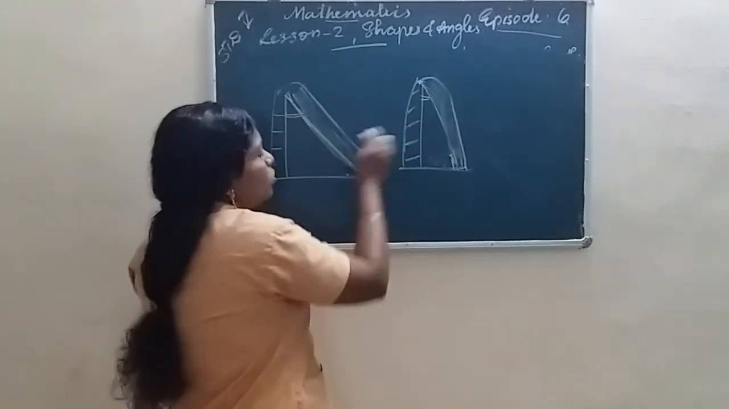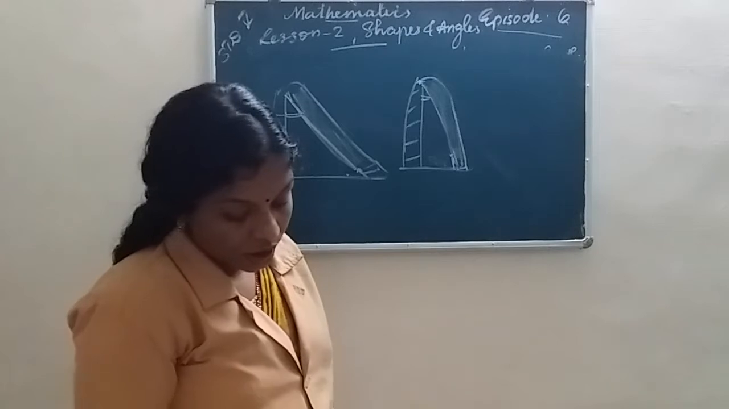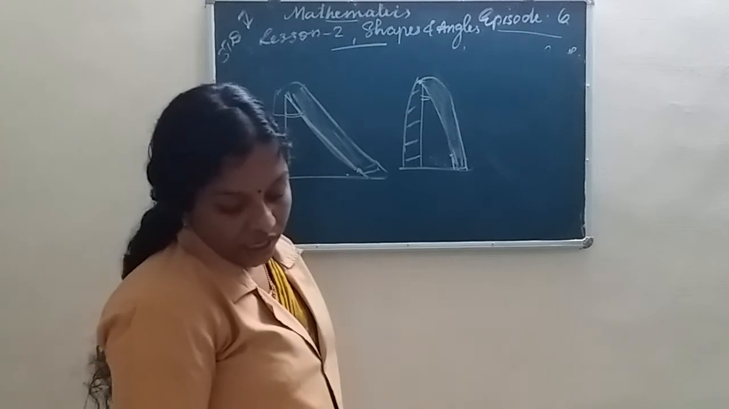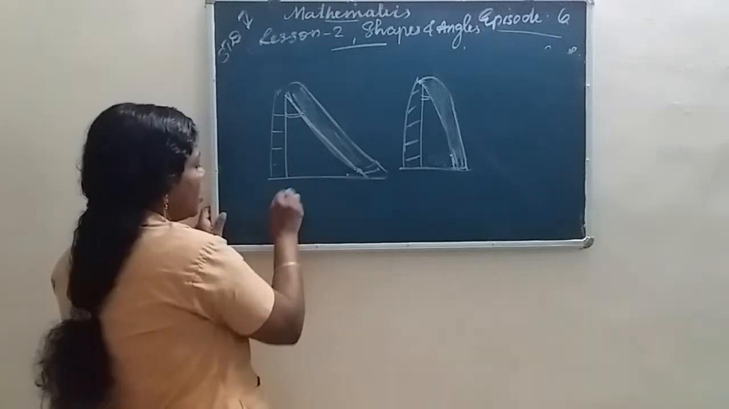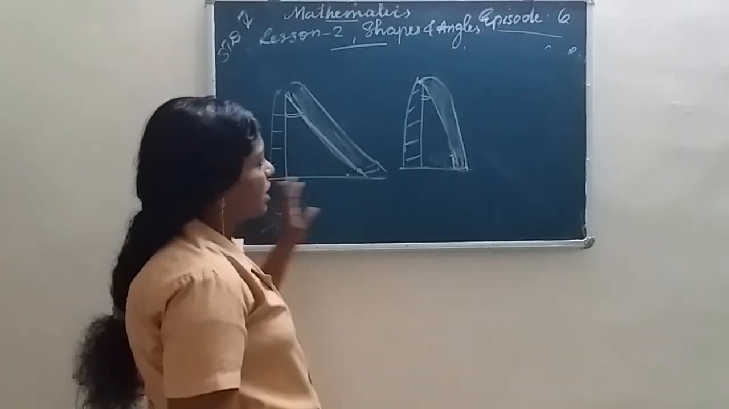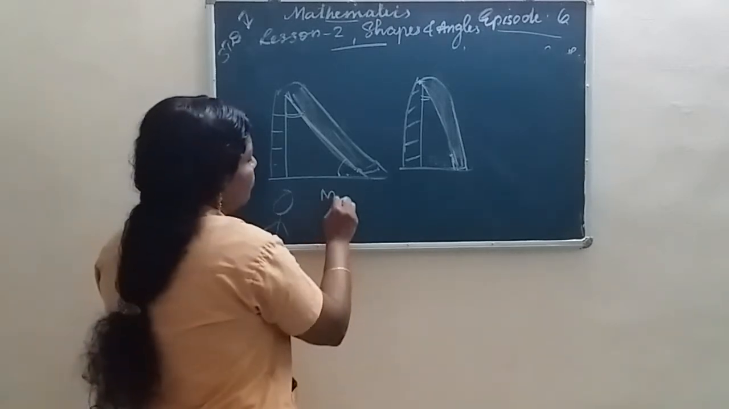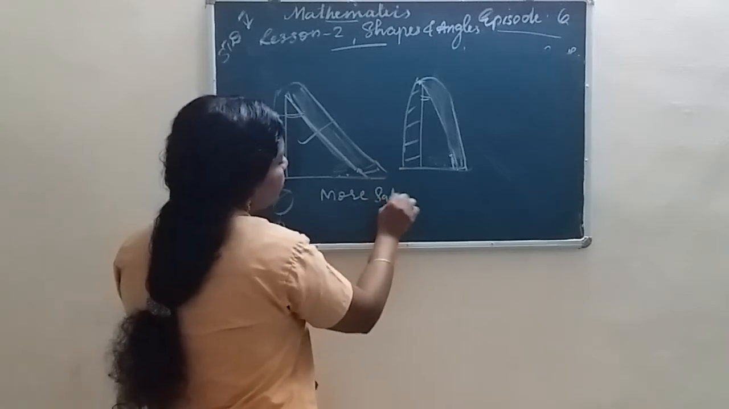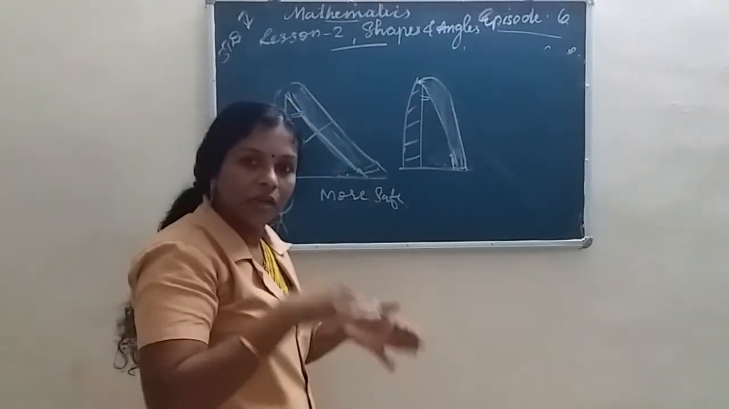In these two types of slides, a boy can slide from these two slides. Which slide do you think is safer for the little boy? Here is a boy. He wants to slide down from these two slides. From which slide is the boy more safe? Here, this one is more safe. Why more safe? It has a larger angle.